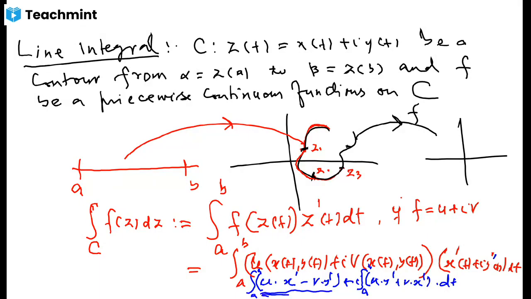u is a real function, x prime is a real function, you are taking the integration of real functions. So you have to use the integration of real valued functions to define the integration of complex valued functions here. So this is exactly how you define the line integral of a complex variable.